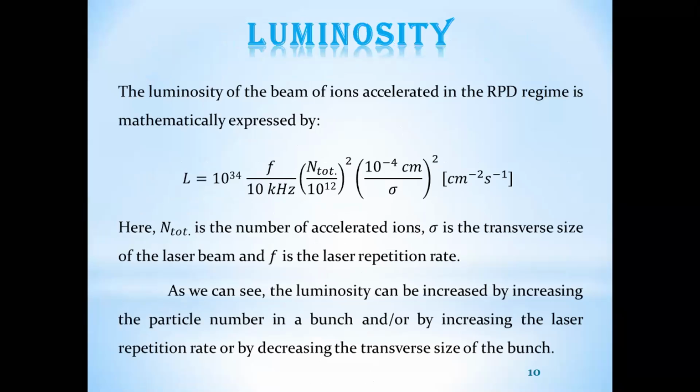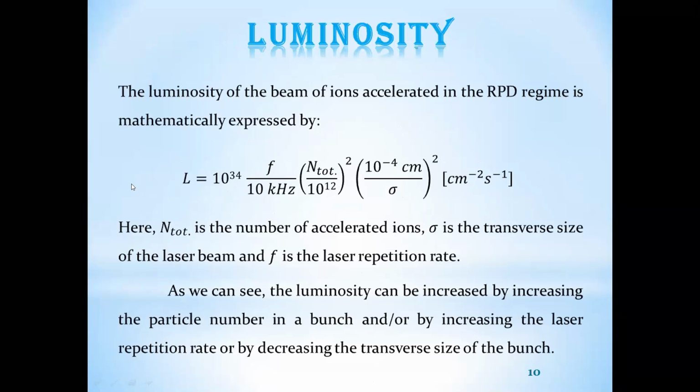Now, in addition to the requirement of obtaining the maximum ion energy for high energy physics application, we come to include an important parameter such as the luminosity of an ion beam, which is mathematically expressed as this, where F is the laser repetition rate and N total is the total number of ions which are to be accelerated. Sigma is the transverse size of the beam.